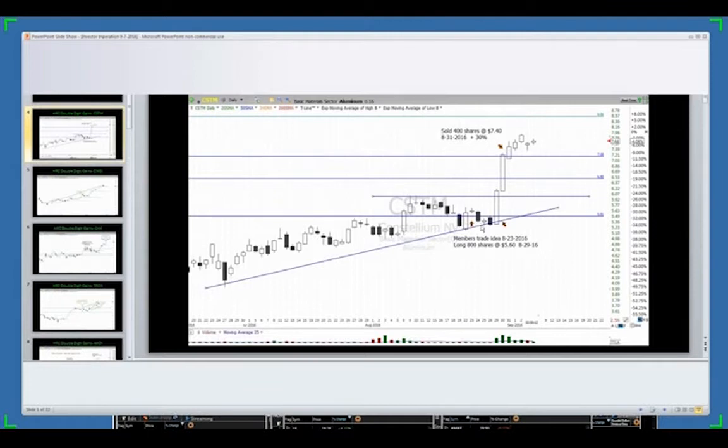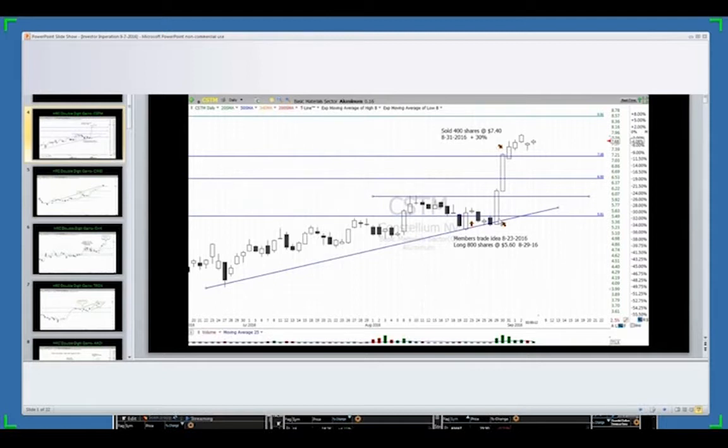So with this little area right in here, we took this trade, and it just ran up again. By the way, this is today. I don't know exactly where we're closing today on this, but this is today. Now I ended up selling 400 shares at $7.40 right here, collecting 30, actually 31 some percent on this trade, and I'm still in it.